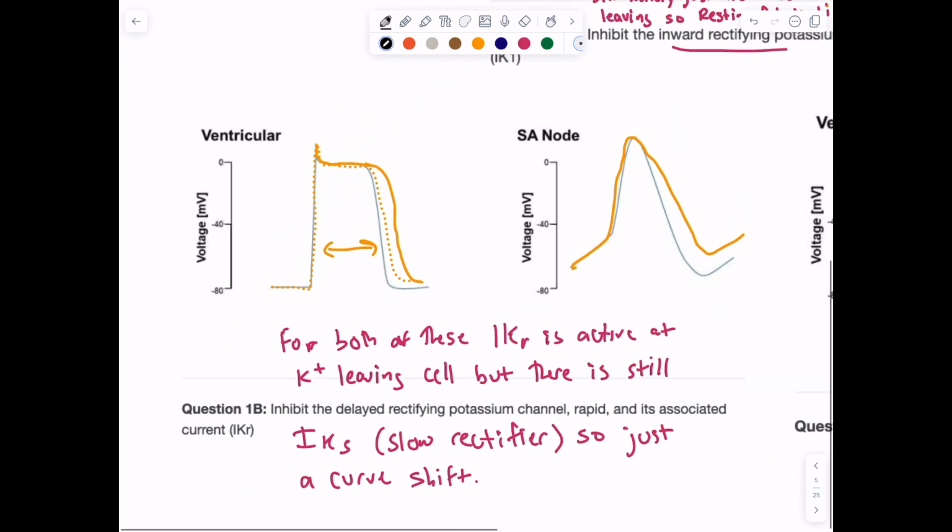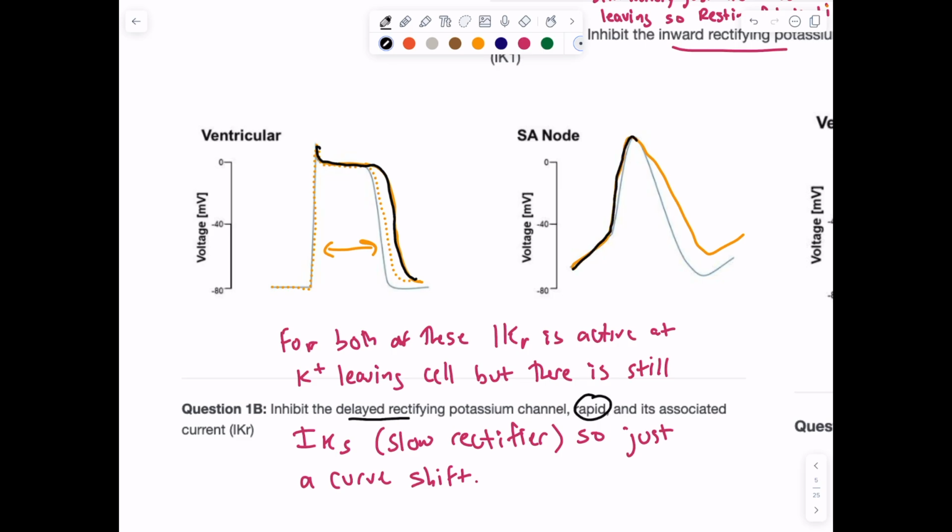All right, and so for the next one, what if we inhibit the delayed rectifying potassium channel and its associated current? Basically, the delayed rectifier comes into play during phase 3 and phase 2, and it is going to be a force for repolarizing the cell. It lets potassium out. And so if it's inhibited, well, this is the rapid one that's being inhibited. There's also the slow one. So the slow one is going to repolarize the cell. It's just going to take a longer time. And so what that means is our curve is just going to be a little bit wider, but overall the same.